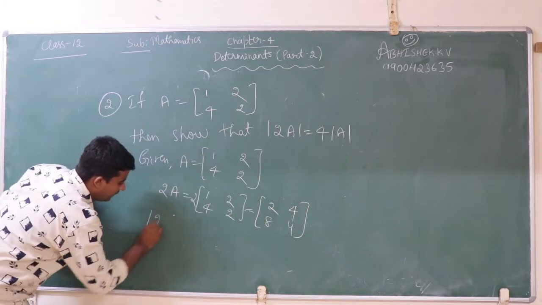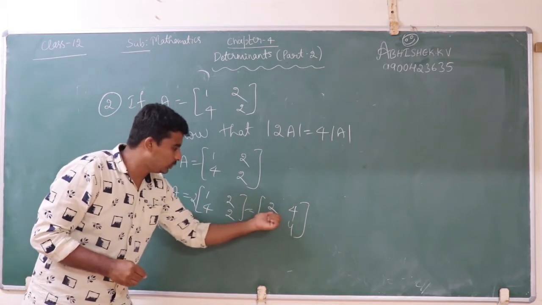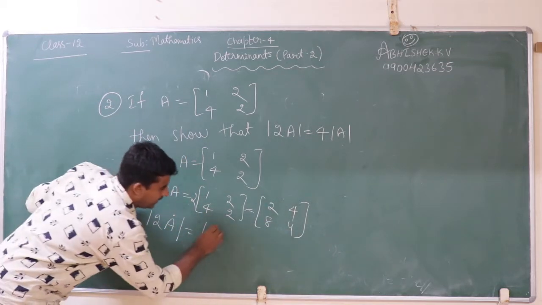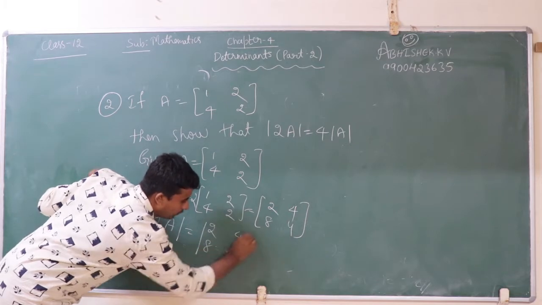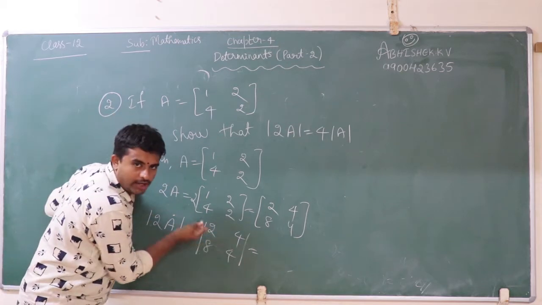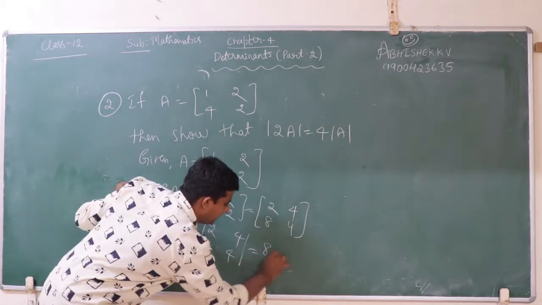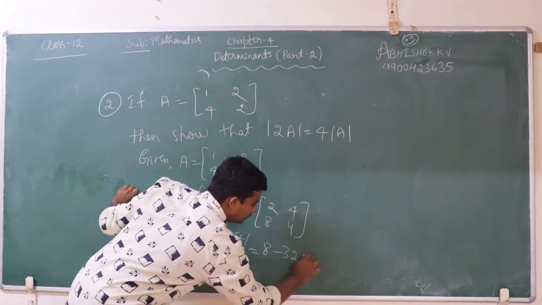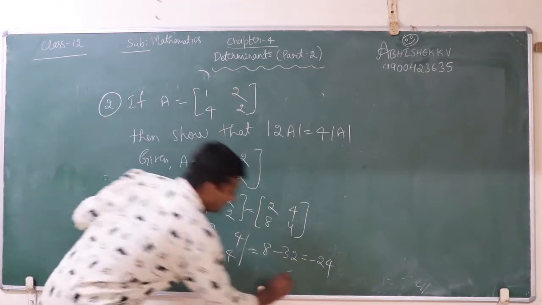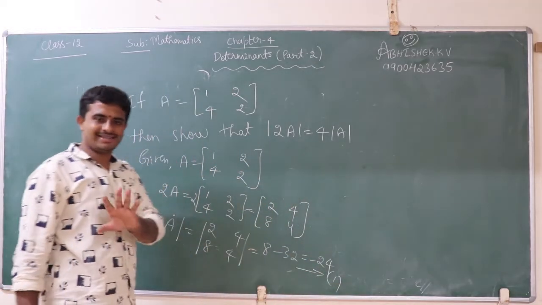Then we need to find what? Determinant of 2A. 2A is the matrix of order 2 by 2, containing the elements 2, 4, 8, 4. We all know how to find the determinant for 2 cross 2 matrices: the product of diagonal elements minus the product of anti-diagonal elements. 2 4s are 8 minus 8 4s are 32. This is equal to minus 24. Call this determinant of 2A is equal to minus 24 as equation 1.